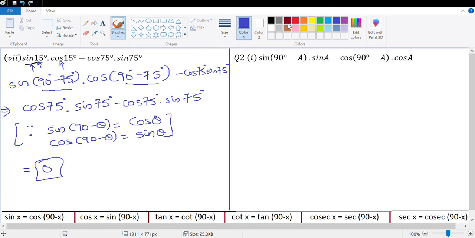The next question is question number 2, part 1. It says evaluate sin 90 minus a dot sin a minus cos 90 minus a dot cos a.